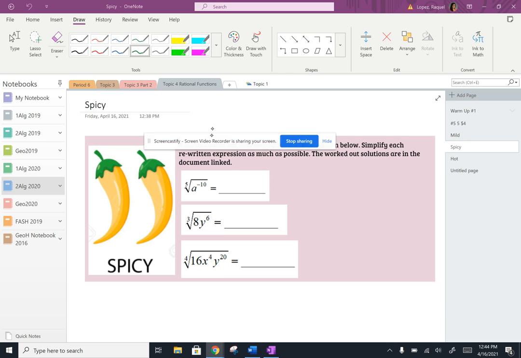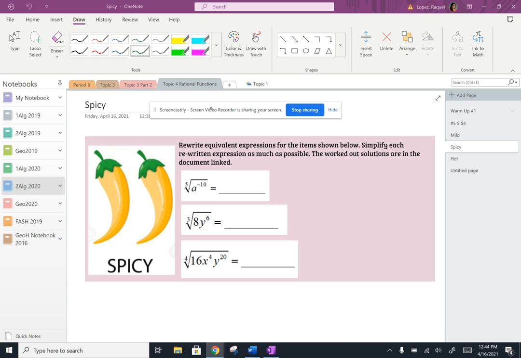Okay, so let's start off by rewriting the first one. So we've got a, and that's going to be a to the power of negative 10 over 5. We can simplify this. Negative 10 divided by 5 is negative 2. So this becomes a to the negative 2. If we wanted to get rid of that negative exponent, we can write this as 1 over a squared. So these are all appropriate equivalent simplified expressions.